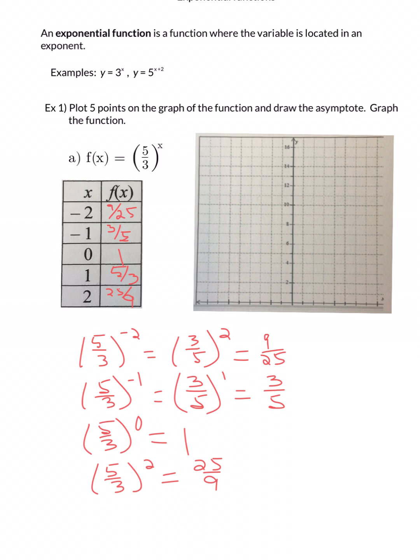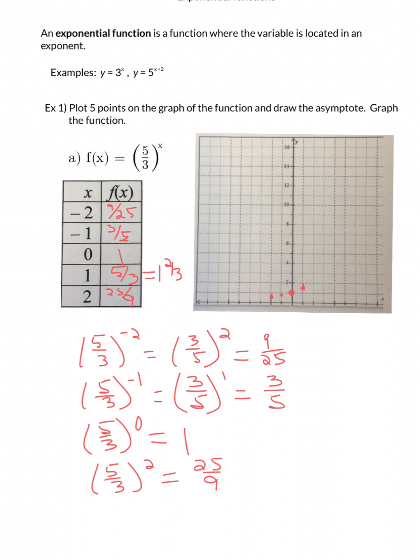So let's plot those points. At -2, we are at 9/25, which is a very small fraction. So we are very close to 0. At -1, we're at 3/5, so we're still less than 1. At 0, we're at 1. At 1, we're at 5/3. Now recognize that that's 1 2/3. So we're a little bit above 1.